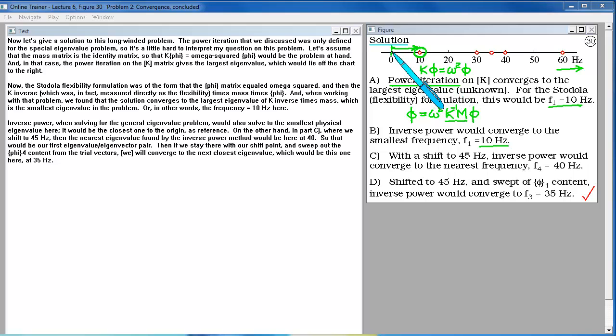On the other hand, in part C, where we shift to 45 Hertz, then the nearest eigenvalue found by the inverse power method would be here at 40. So that would be our first eigenvalue eigenvector pair. Then if we stay there with our shift point and sweep out the phi4 content from the trial vectors, we'll converge to the next closest eigenvalue, which would be this one here at 35 Hertz.